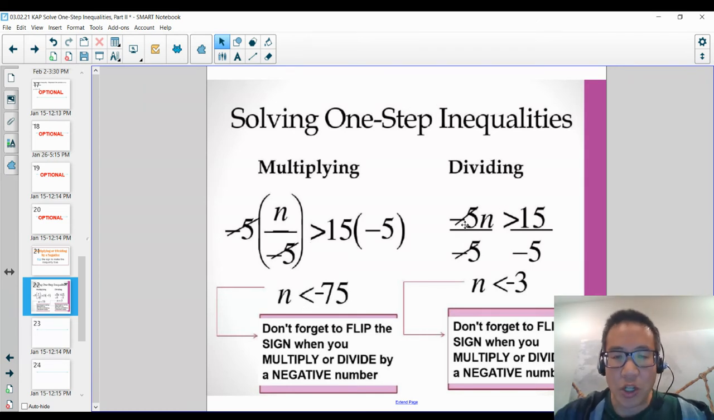Let's try this one. To undo a multiplying, we divide both sides by negative 5. So it's n, and we flip the sign to less than negative 3. Don't forget to flip the sign. Let's see. Name a number that's less than negative 3. Negative 5. Negative 5 times negative 5 is 25. Is 25 greater than 15? It is true. If we had not flipped it, the inequality would not be true.